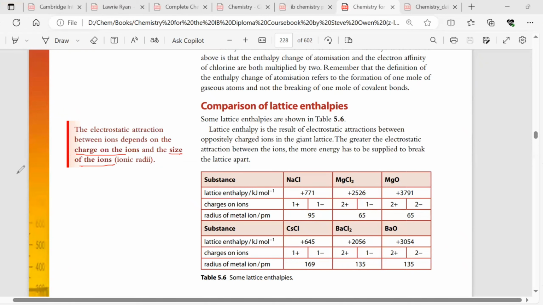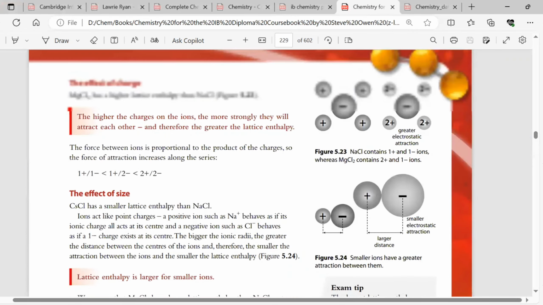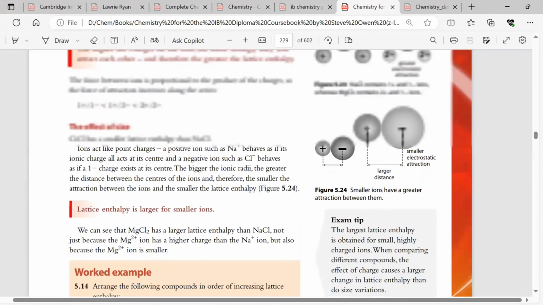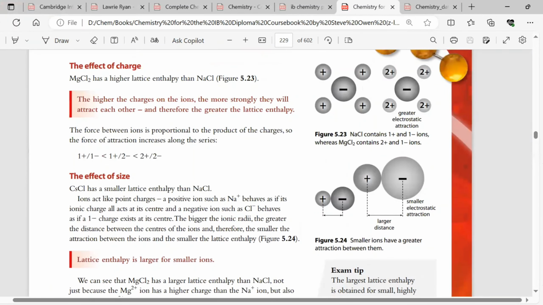We know this, right? Now, come to the size of the ion. The lattice enthalpy will be larger for smaller ions, and the lattice enthalpy will be higher for more charge. So obviously +2 with -2 will have more lattice enthalpy than +1 with -2 and +1 with -1, right? This is the thing we are seeing.